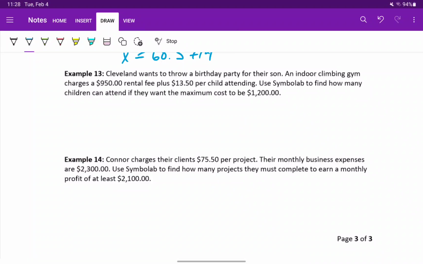In example 13, Cleveland wants to throw a birthday party for their son. Indoor climbing gym charges a $950 rental fee plus $13.50 per child attending. So this is going to set up how much we're spending. $950 is a flat fee plus 13.5x, where x represents how many children are attending. And they want their maximum cost to be $1,200. That means this expression we came up with has to be less than or equal to $1,200.